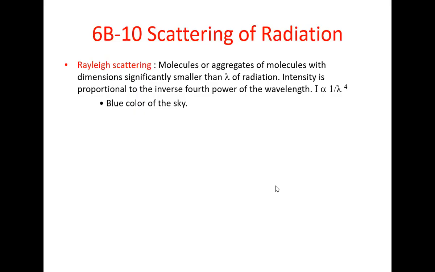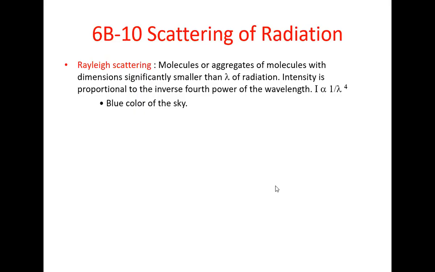Terms associated with scattering of radiation: we are talking about the types of scattering. There are three types: Rayleigh scattering, anti-Stokes scattering, and Stokes scattering. Let's talk about Rayleigh scattering. It usually occurs when molecules or aggregates of molecules have dimensions significantly smaller than the lambda of radiation.